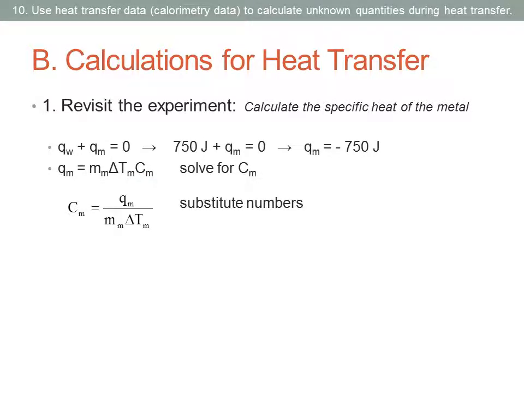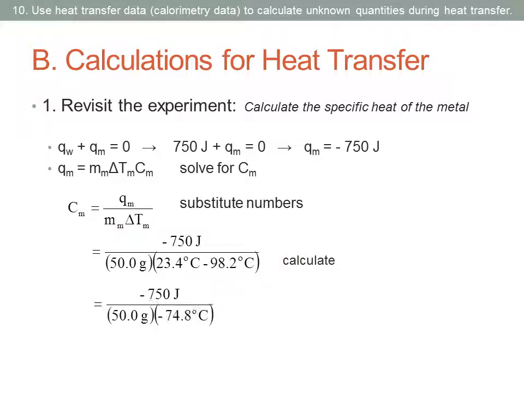So we solve our equation for the specific heat, we substitute in the numbers that we have, the negative 750 joules that we just established up here, the mass of the metal was 50 grams, and then the change in temperature, remember it's always final minus initial, so 23.4 minus the 98.2 degrees Celsius. And now we can calculate it, and this gives us a value of 0.20 joules per gram degrees Celsius.